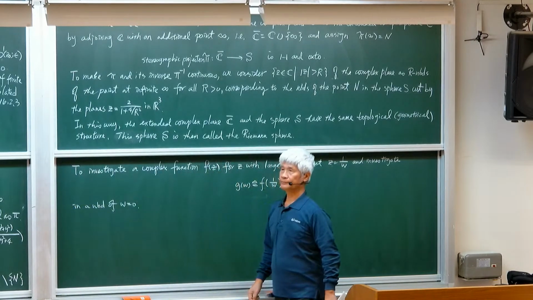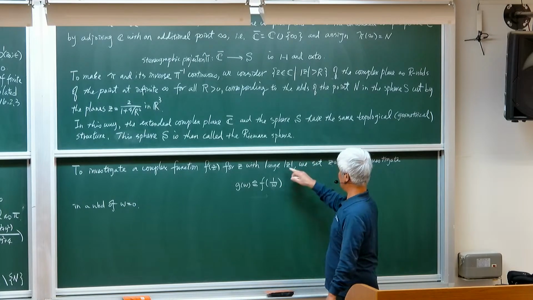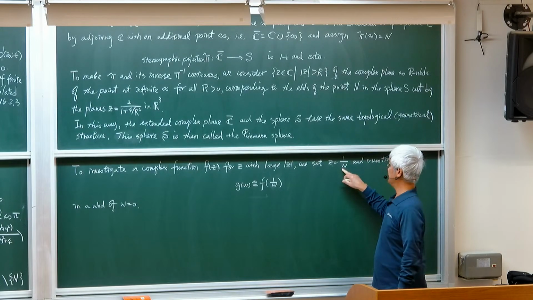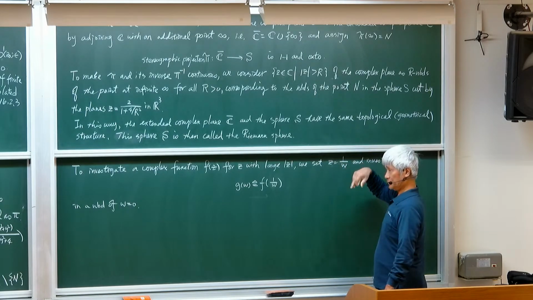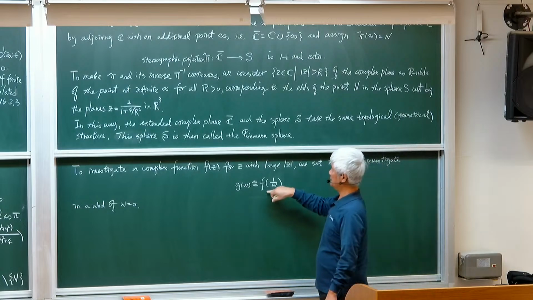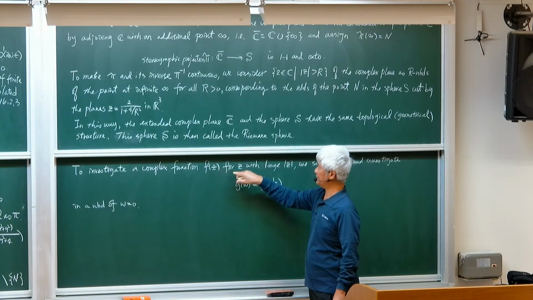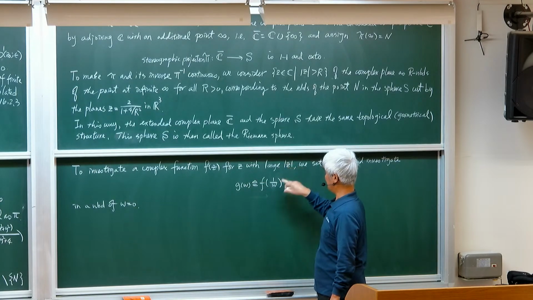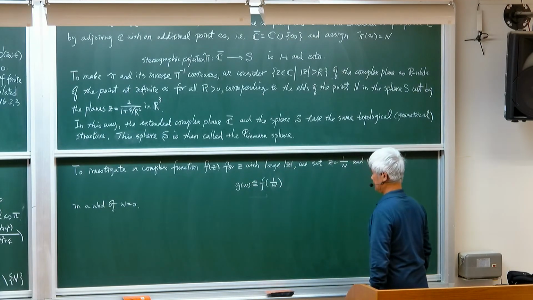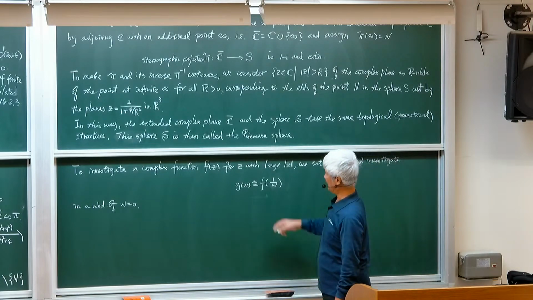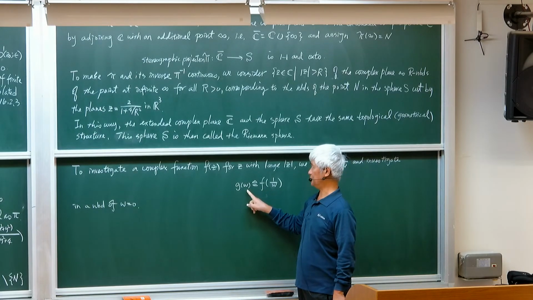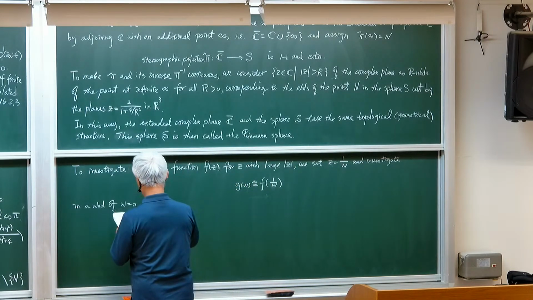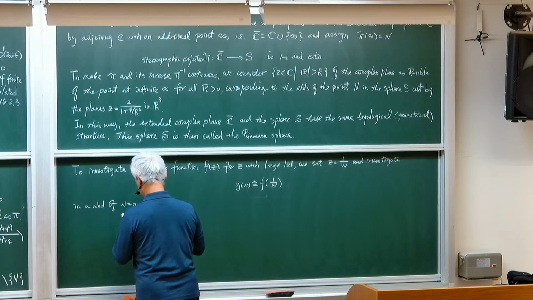Because when z is big, w becomes small. So when z goes to infinity, w goes to 0. And so to investigate the behavior of a function for z with large magnitude, it's just the same as investigating the behavior of this new function of w in a neighborhood of w equal to 0. So we can define some concepts.